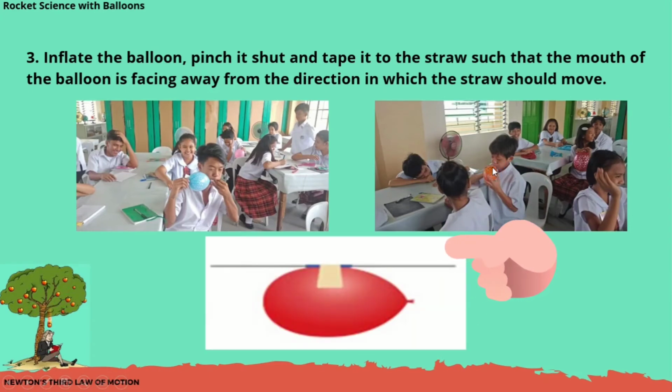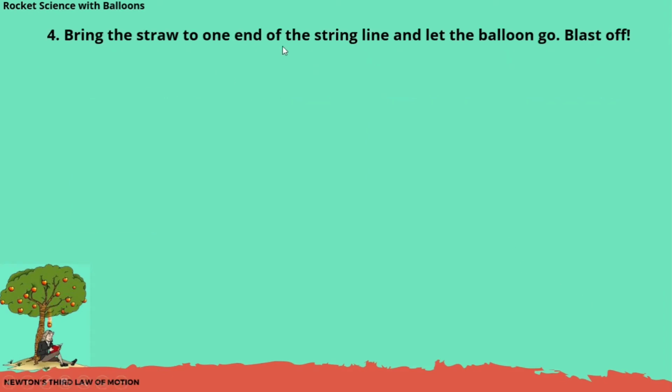Then, after you inflate the balloon, tape the balloon to the straw. Do not forget, do not tie a knot in the end of the balloon. You will just hold it. Again, do not tie the end of the balloon. You will find out later why you should not tie the end of the balloon. For the last step, bring the straw to one end of the string line and let the balloon go. Blast off!